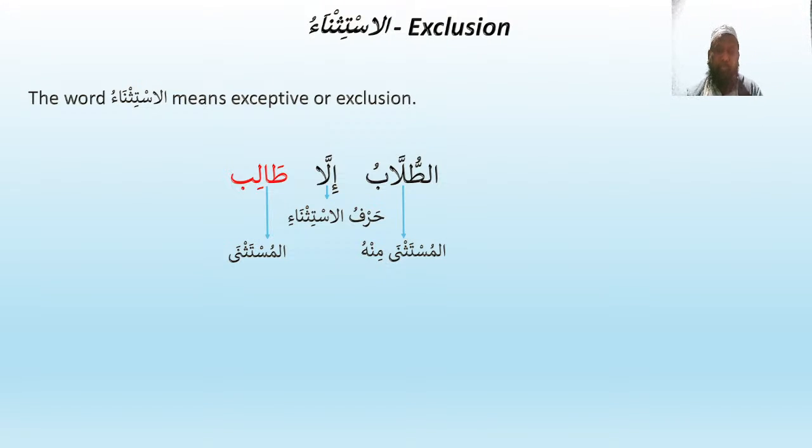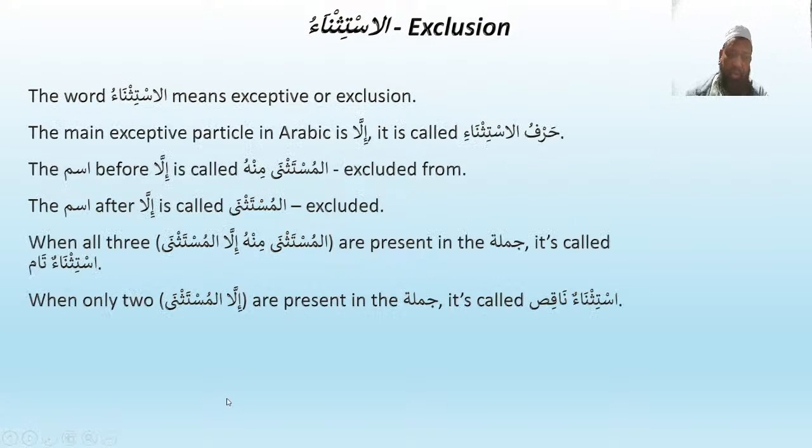Okay. So let's see if we can go back. Okay, we'll come back to that. This is what it is. When all three are present, for example, الطلاب here, which is المستثنى منه, the إلا itself, and طالب. Or we can say another example. We can say التلاميذ instead of طلاب. Then إلا, then تلميذ. التلاميذ is مستثنى منه, and تلميذ is مستثنى.